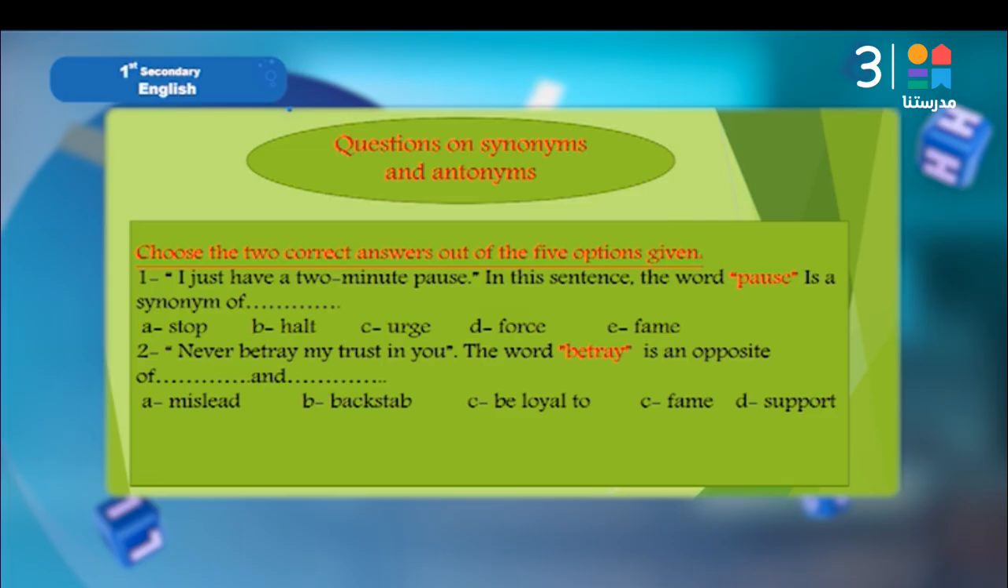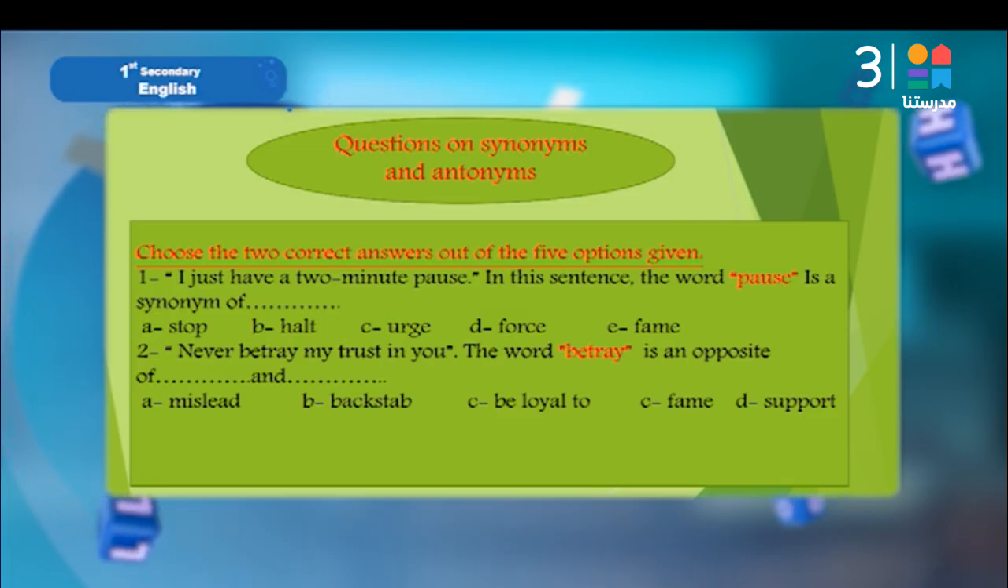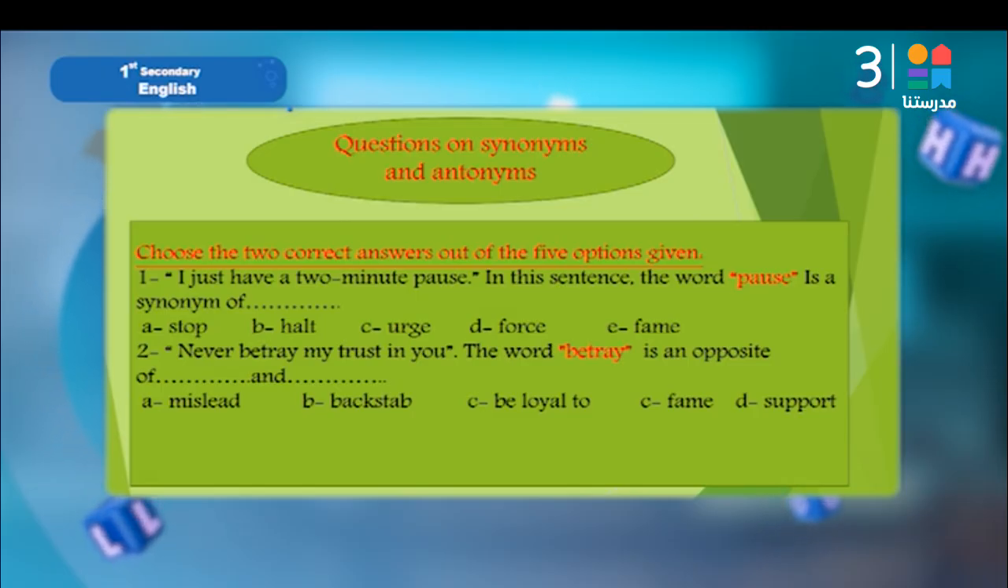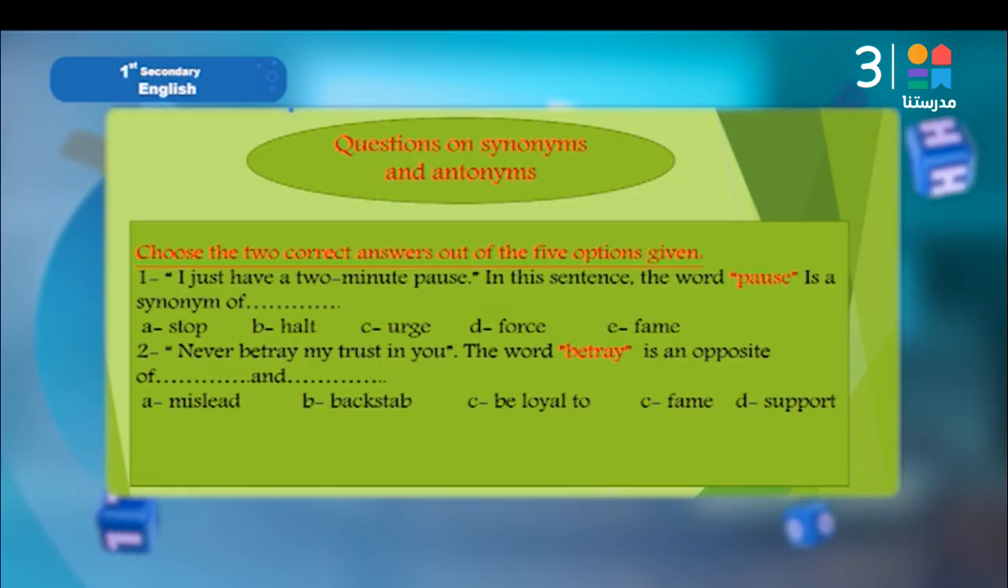So what is the opposite of betray? What do you think? Excellent, very good. Be loyal to. Bravo, to be faithful. And what else? Mislead? No, of course not. Mislead means betray. What else? Excellent. Support. So what are the 2 correct answers? Be loyal to and support. Let's take another question.